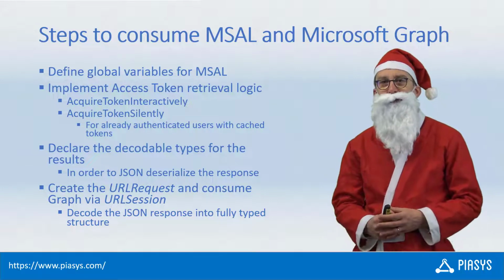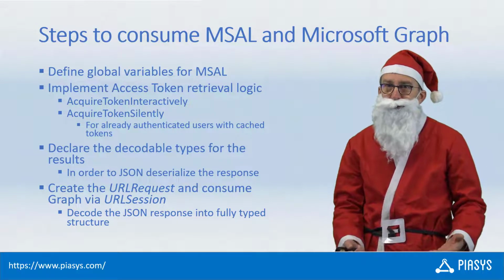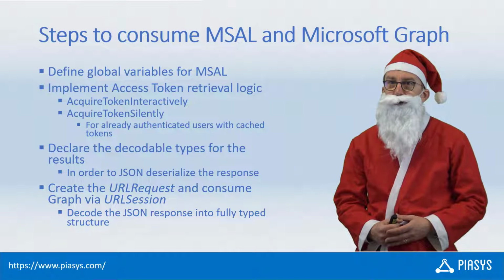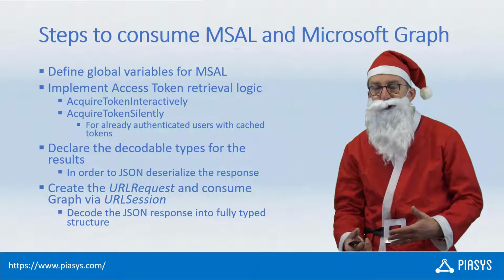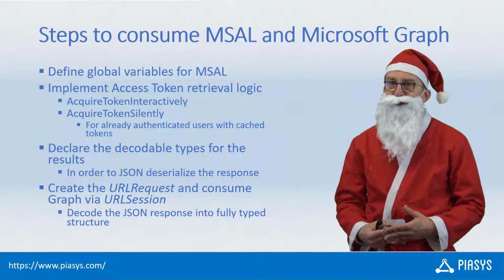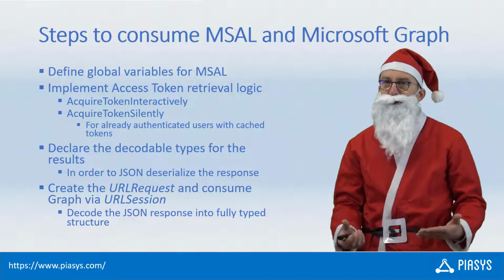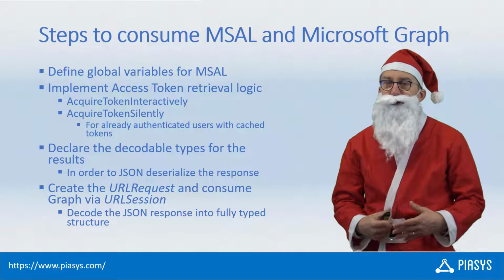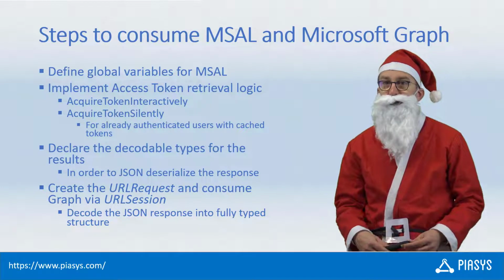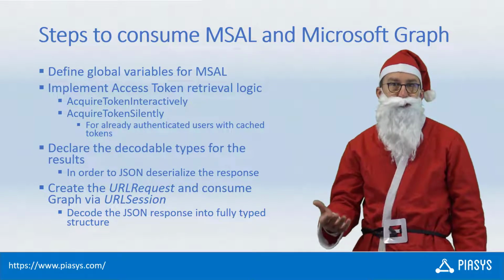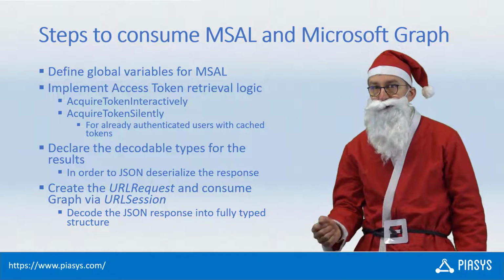Today I am going to explain how you can do the actual implementation of your code to consume MSAL to get an access token and later on consume Microsoft Graph to retrieve the result of an API. In order to do that, first of all, you will need to declare some global variables in your application in order to hold the MSAL references and the access token that you retrieve.